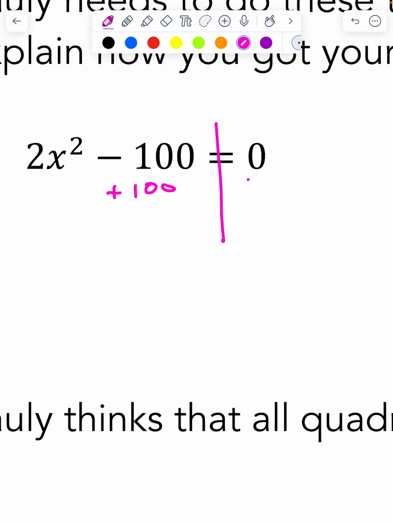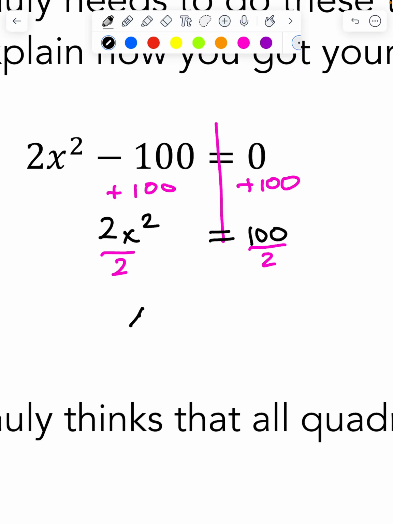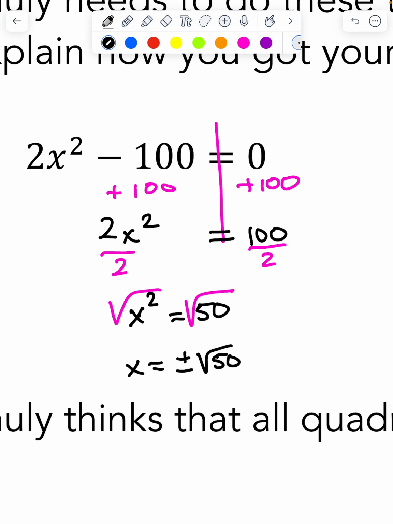do it very algebraically, add 100 to each side, and then I get 2x squared equals 100. And then just divide both sides by 2. Then I get x squared equals 50. And then to get rid of the squaring, I have to do square root, but what I do to one side, I do to the other. So I get x equals, and when I take square root, I get two answers. So I get plus or minus the square root of 50.